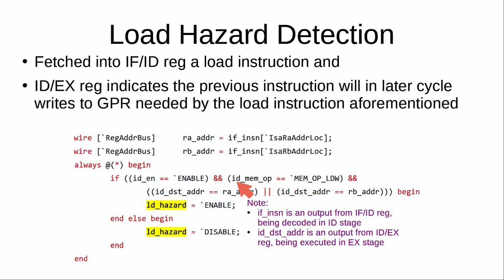Here we are checking in the execution stage whether we have a memory load operation that is trying to load into this GPR address. And if this GPR address that we are going to load memory into is the same as the GPR address that we are trying to decode, then we have detected the load hazard. Therefore, we set it to enable.